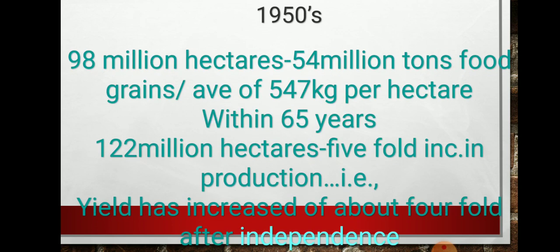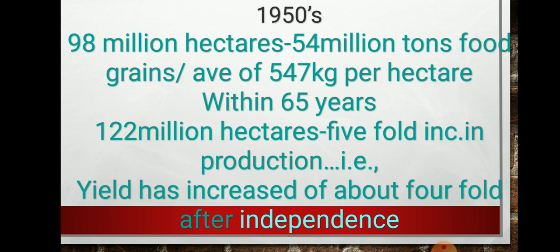In the 1950s, due to high yield varieties of crops, we had 98 million hectares with 54 million tons of food grains, at an average of 547 kg per hectare. But within 65 years, it has increased to 122 million hectares, five times better than the 1950s. So production has increased a lot. At the time of independence, we were short of food, but after independence the yield has increased four times.